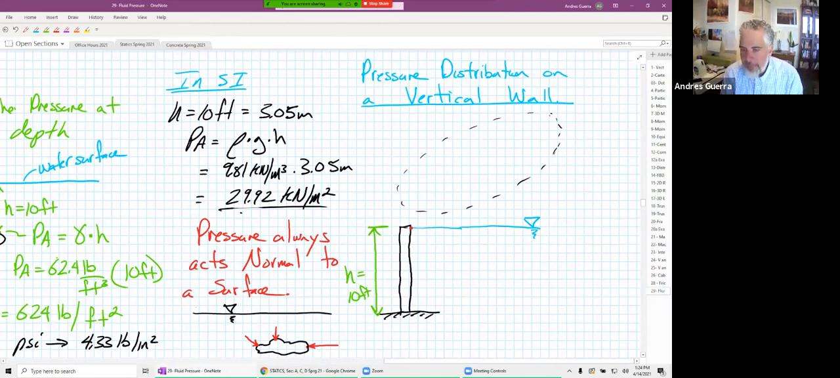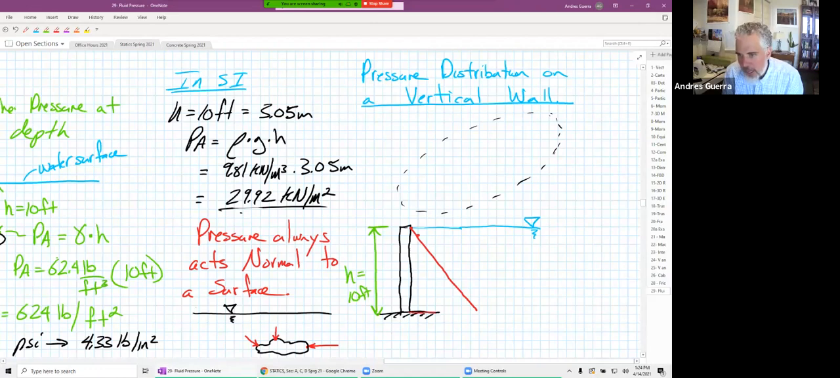So then what happens as we go deeper and deeper? If I go 1 foot below, what's my pressure? Isn't it 1 times 62.4? And then if I go 2 feet below, it's 2 times 62.4, and then 3 times 62.4. So we end up with a linear pressure distribution, which ends up giving us a triangle.